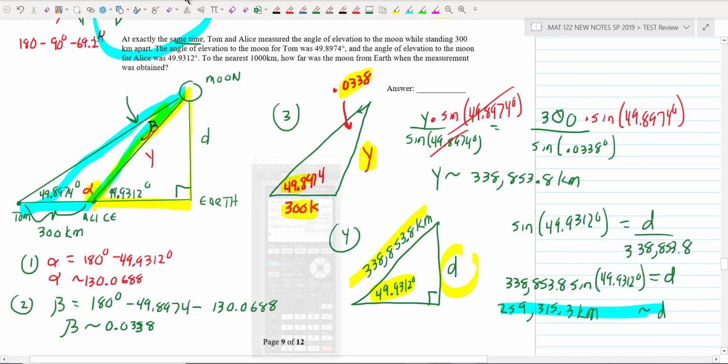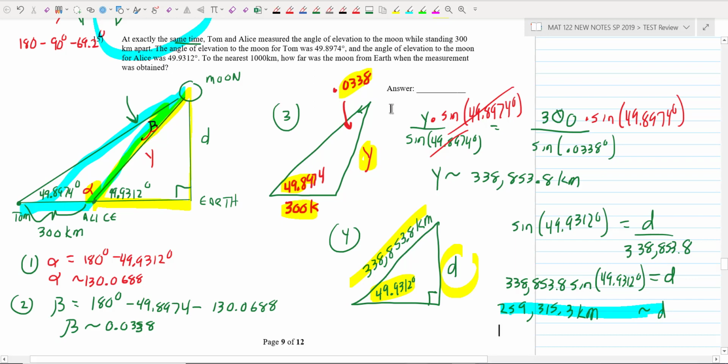And the reason for that is we don't really know how far this point is from here, but because of the value of that angle, that kind of determined how far apart Y and D were. But I knew D was going to be smaller because it's a straight line perpendicular distance from the moon to the earth. Okay, so that's it.